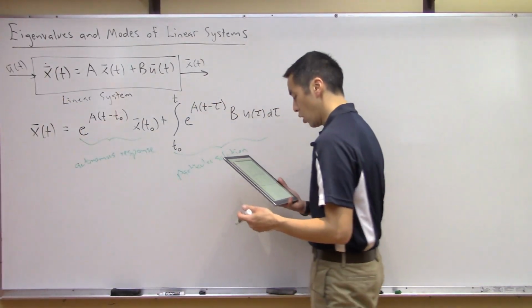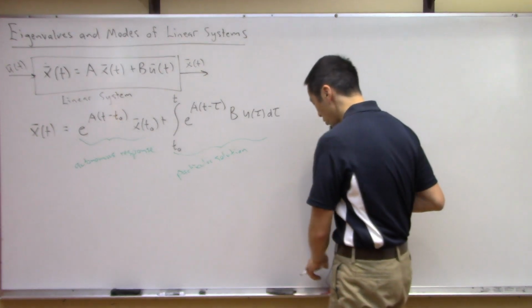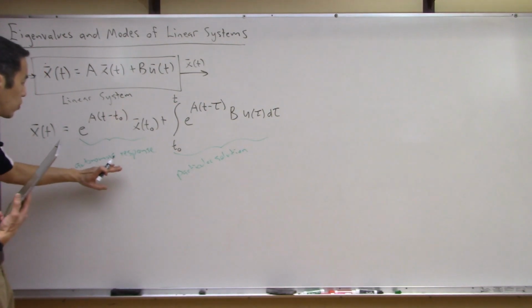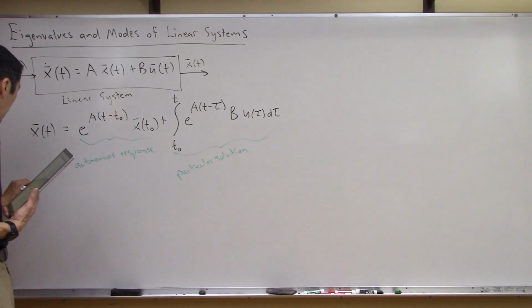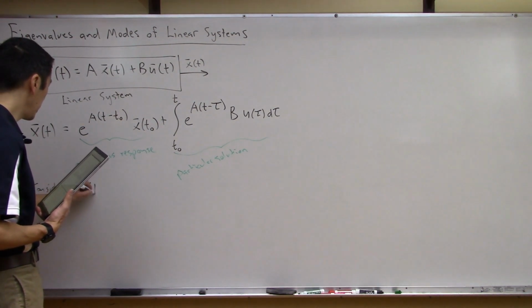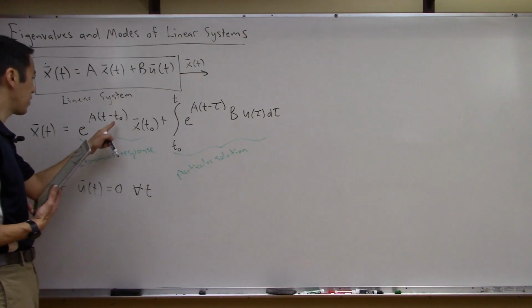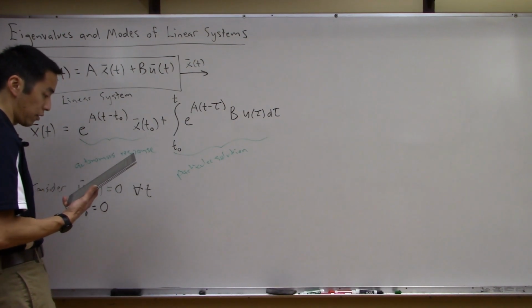Basically, this is the component of the state trajectory which is related to the inputs u of t. So what I'd like to do now is consider the case where we are only looking at the autonomous response. I just want to see how the system responds by itself without any input. So in other words, I'd like to consider a simplified case where u of t is just 0 for all t, and to make our lives easier, let's make t0 equal to 0. We'll start everything at time 0.